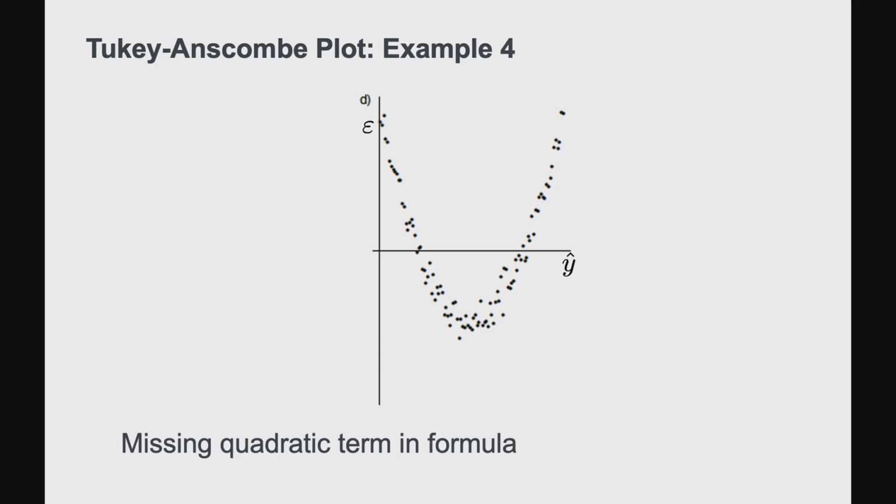This one here, again, we have y hat here and the epsilon term here, and we have such a kind of behavior. So this points to some quadratic part missing, because if on the one side the error is like this, too much, and then it's too little, there is some quadratic term that's missing.